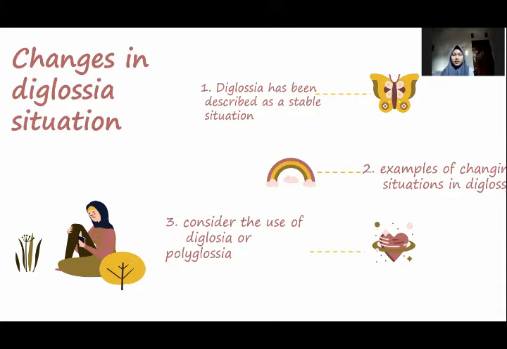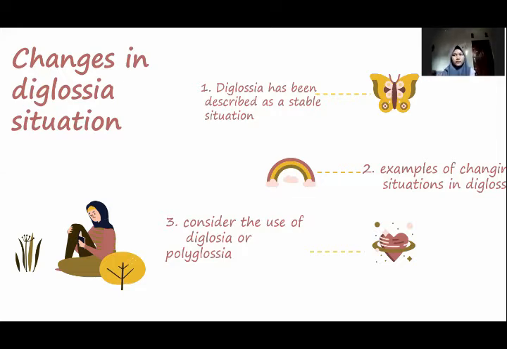Changes in diglossia situation. First, diglossia has been described as a stable situation. It is possible for two varieties to continue to exist side by side for centuries. Alternatively, one variety may displace the other.